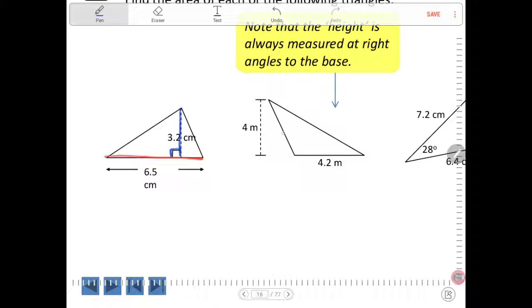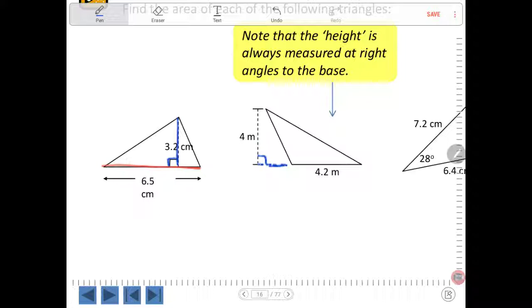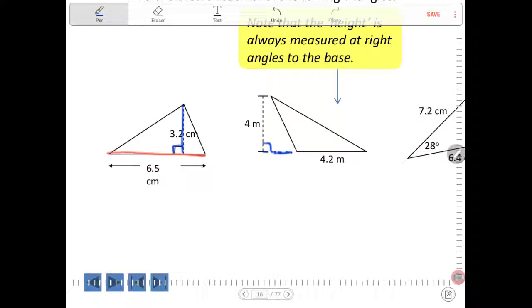Now the one on the right maybe is a little less obvious. One thing to note is that the height doesn't necessarily need to be inside of the triangle. If we continue the base, if it was to go along that way, then this height makes a right angle perpendicular to the line that the base sits on. So the height doesn't necessarily need to be inside the triangle. Anyway, let's have a go at these 2 examples.